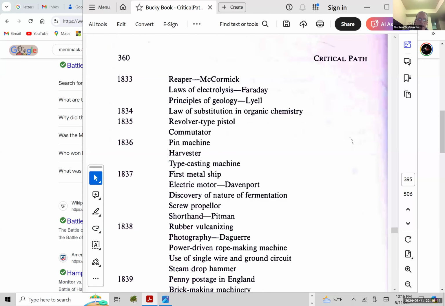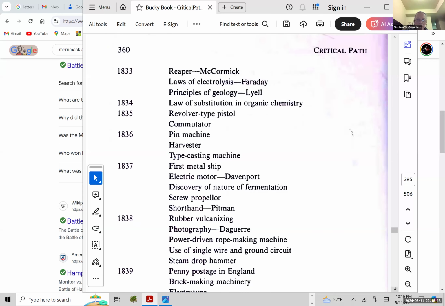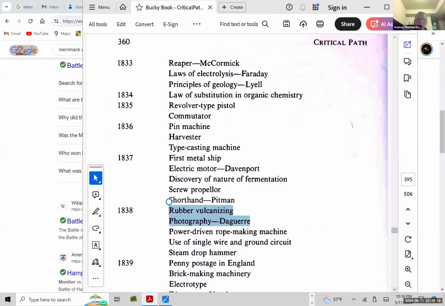The magnetic telegraph, rubber vulcanizing, photography. Now, here's something. My grandmother's father was into photography back in the 1800s. And that put him in the upper middle class, because in order to be a photographer, you had to deal with silver. So silver nitrate was critical to photography.